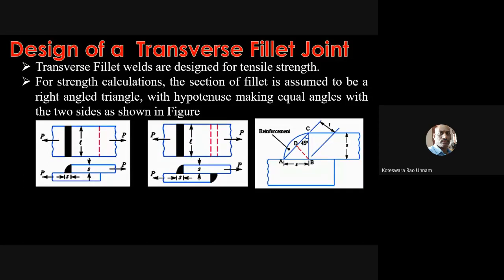Then if I join this D to B, this D to B is perpendicular to the hypotenuse, and this is passing through this point B. So this is going to be the line, or the section, where the thickness of this weld is minimum. The weld thickness is minimum here.